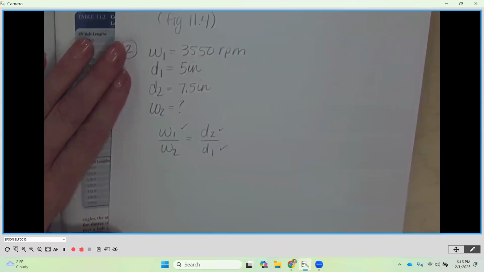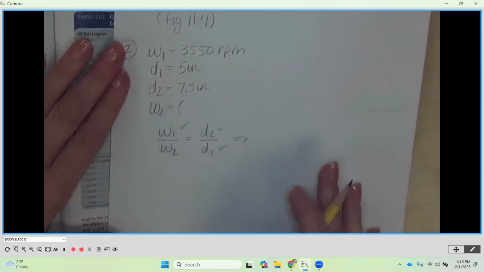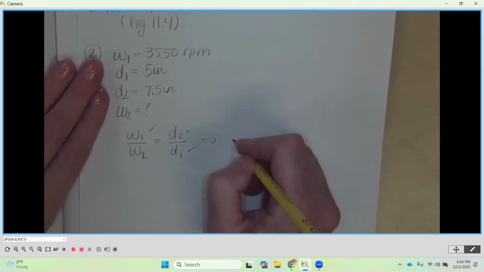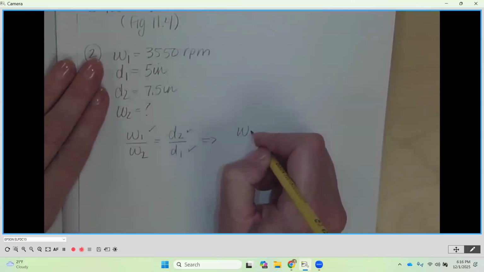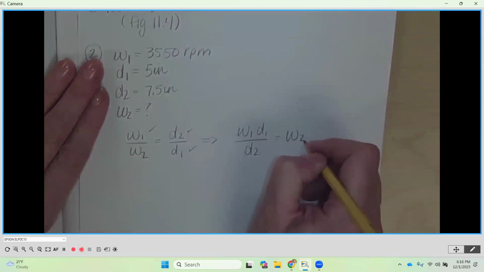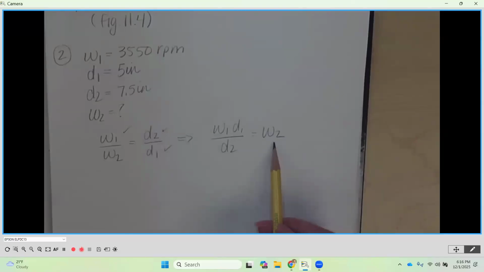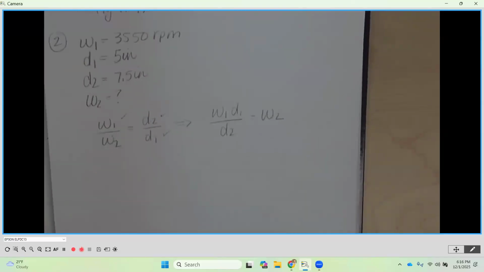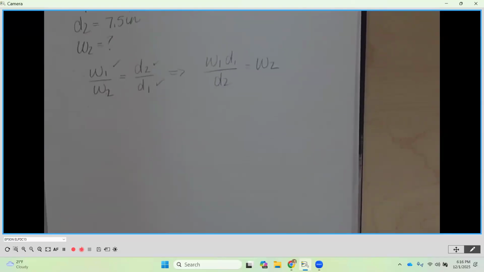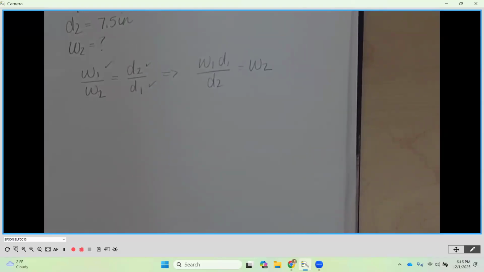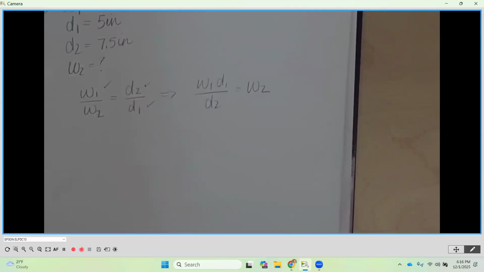I'm going to rearrange first. I like to do that. So you should get D1, you're going to multiply up on the other side. D2 is going to come down here, and then W2 is going to go up top. So you should get W2 is equal to W1 times D1 divided by D2. You guys get that same thing? Hope so. I think I did my algebra right.